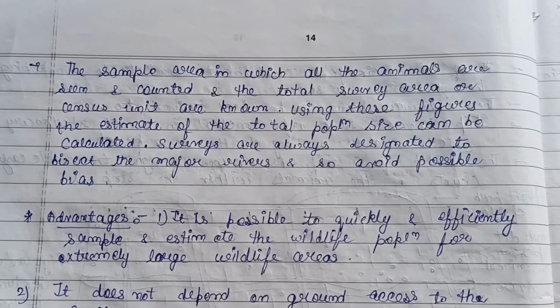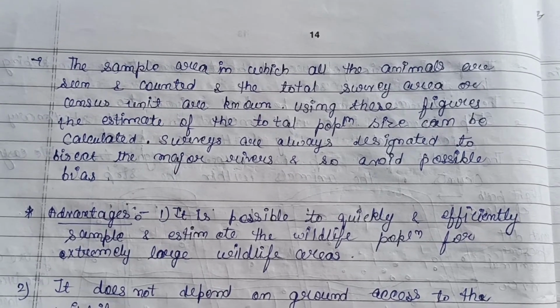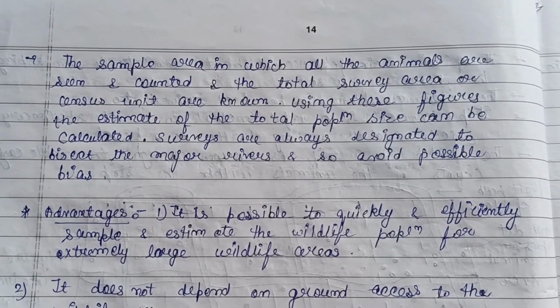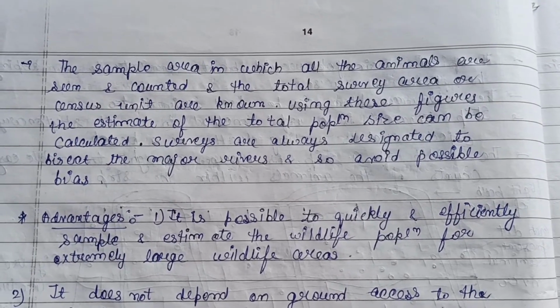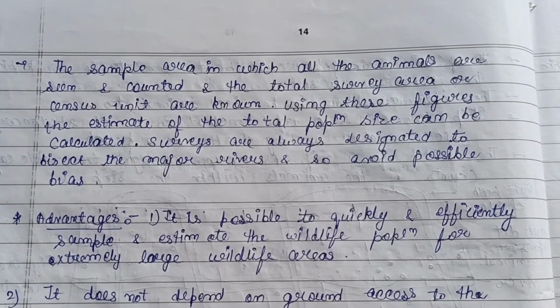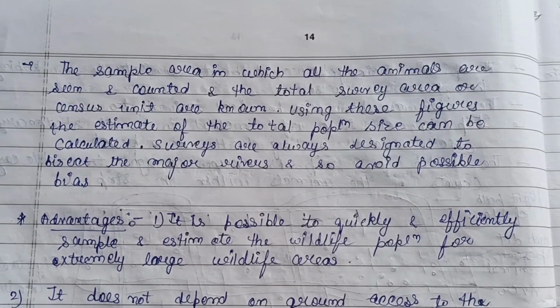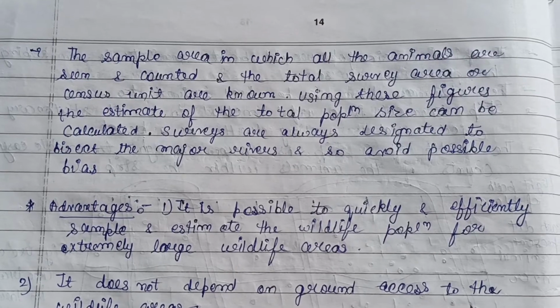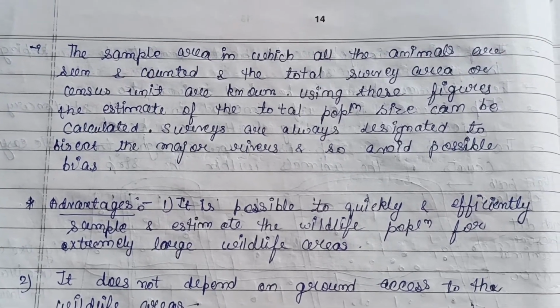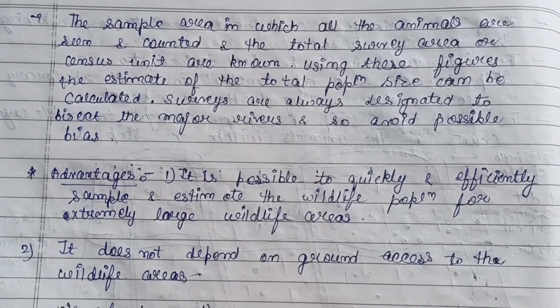The sample area in which all the animals are seen and counted, and the total survey area or the census unit are known. Using these figures, the estimate of the total population size can be calculated. Surveys are always designed to bisect the major rivers, so as to avoid possible bias, that is so there is no confusion between the data.